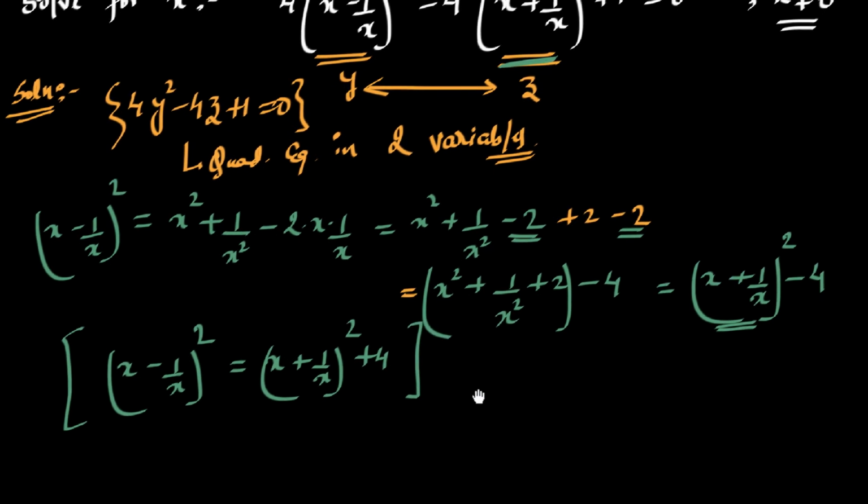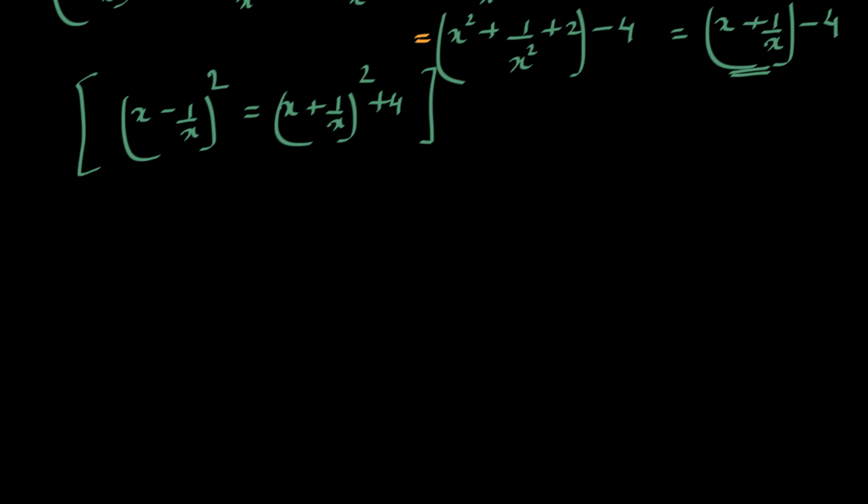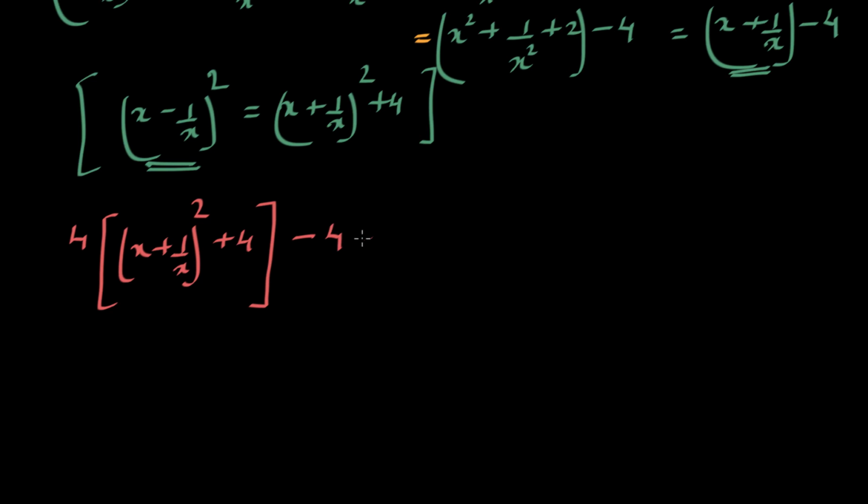Now what we need to do? Let us see. Now the question is very, very simple. Now we had in the question 4 times (x minus 1 by x) whole square. So (x minus 1 by x) whole square, I replace it with (x plus 1 by x) whole square minus 4. So the equation becomes 4 into (x plus 1 by x) whole square minus 4, right? And I'll write the remaining equation as it is. So this becomes minus 4 times (x plus 1 by x) plus 1 equals 0. So I hope you understood how I wrote this.